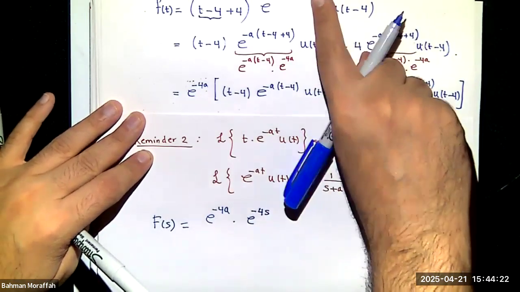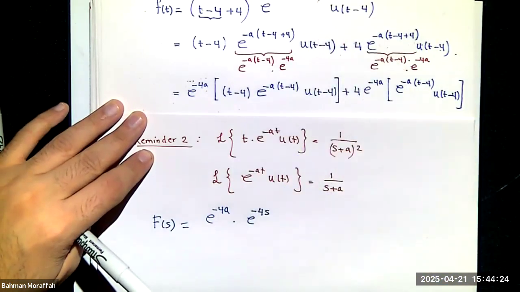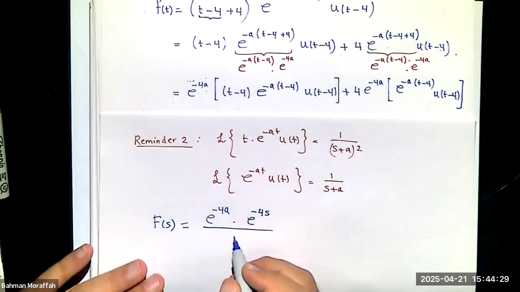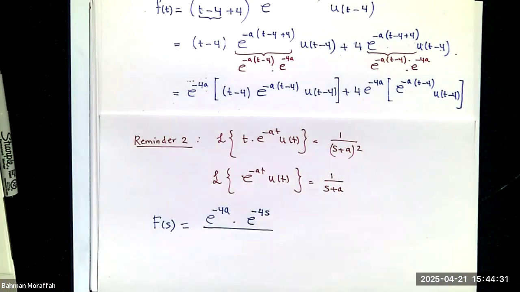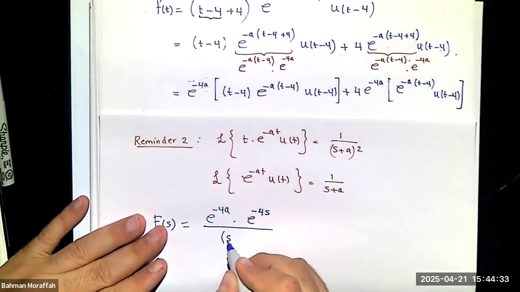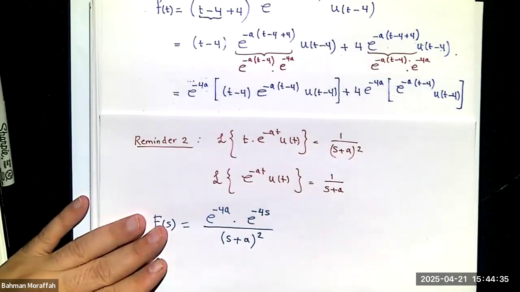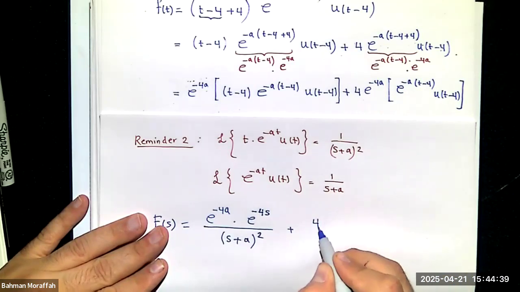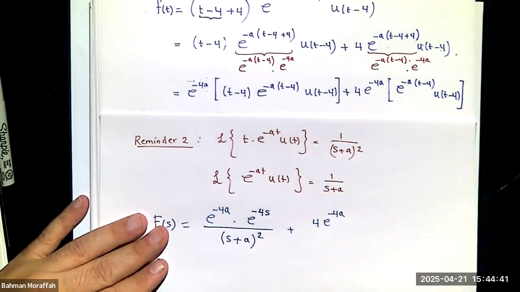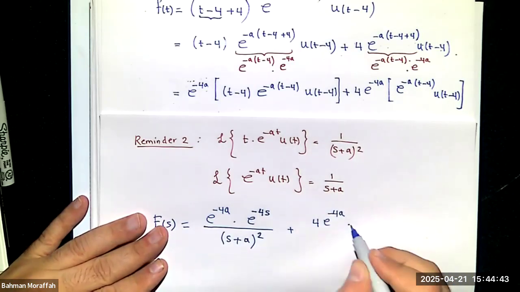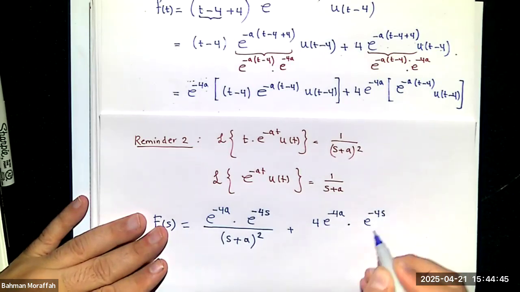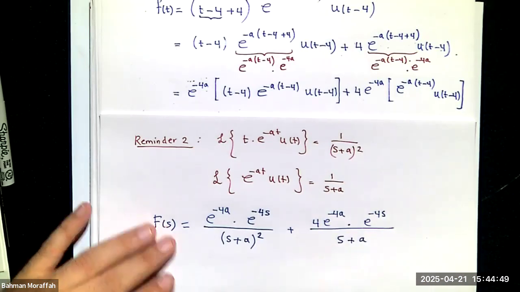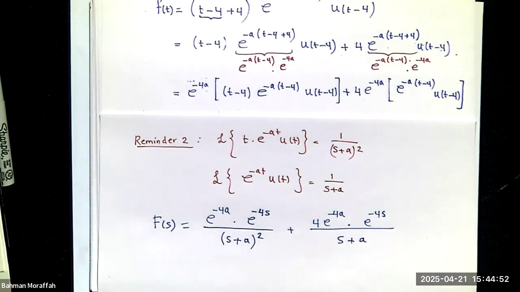Remember, t naught is 4, divided by s plus a to the power of 2. For this term, I have 4 times e to the power of minus 4a, that's my constant, times e to the power of minus 4s, which is my shift, divided by s plus a. So that is my Laplace transform.